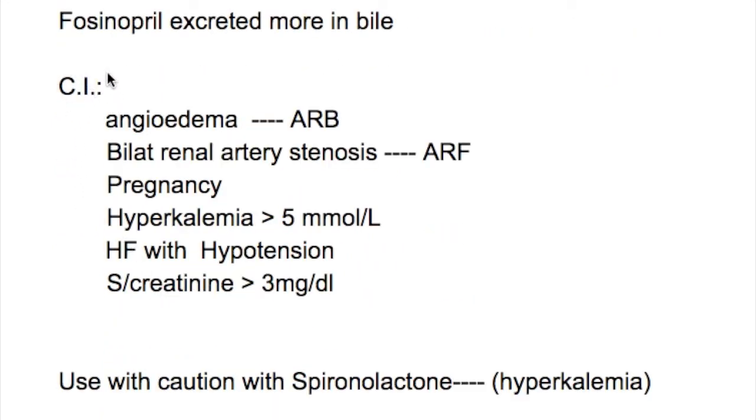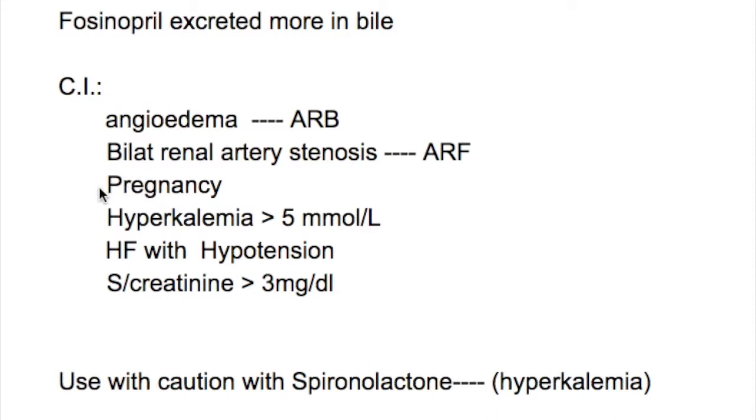What are the contraindications of ACE inhibitors? Angioedema. So if somebody has angioedema and is intolerant to ACE inhibitors, what drug do you use? Angiotensin receptor blockers are used in them. The next contraindication is bilateral renal artery stenosis. Use may cause acute renal failure.